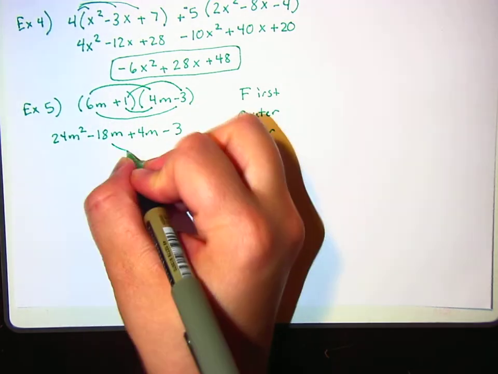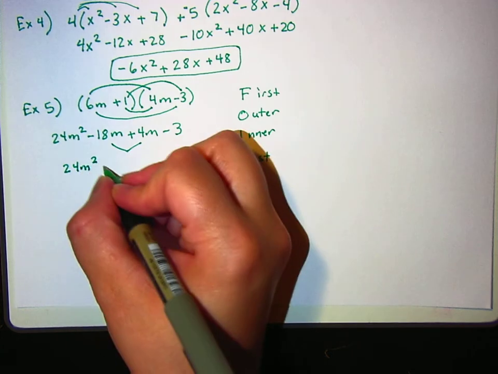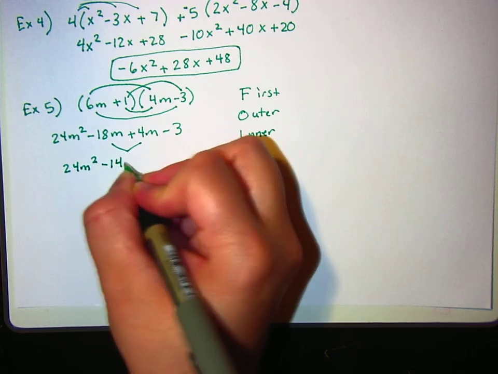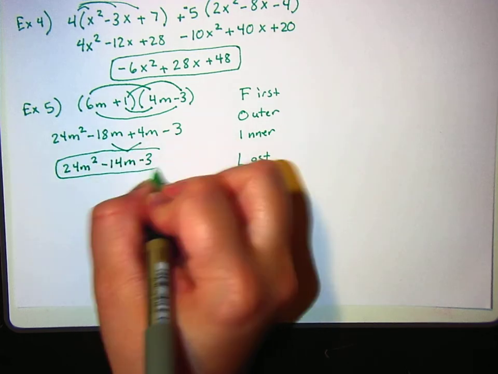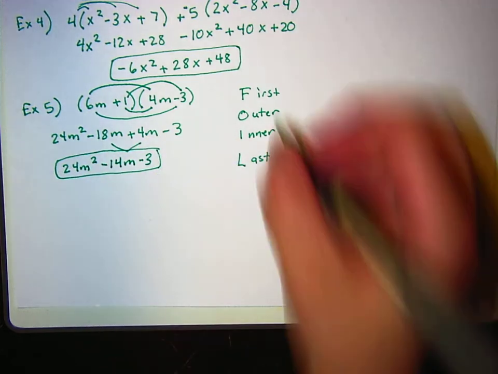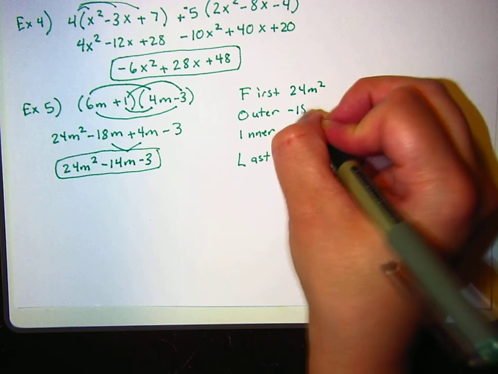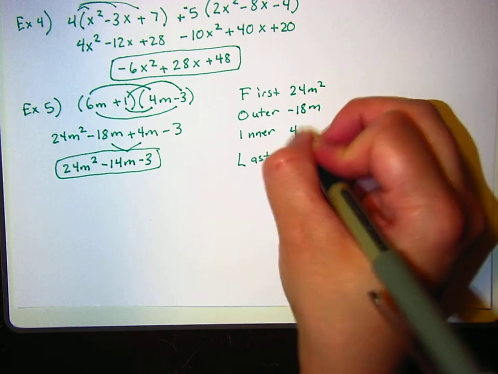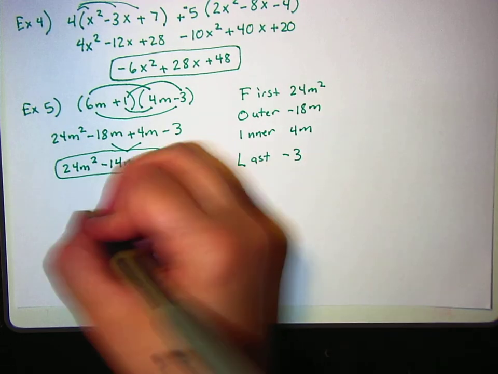And then you combine like terms, so you combine the m, so that's 24m squared minus 14m minus 3. Okay? So basically the first was 24m squared, the outer was negative 18m, the inner was 4m, and the last was minus 3. Now, I actually prefer doing it a different way.